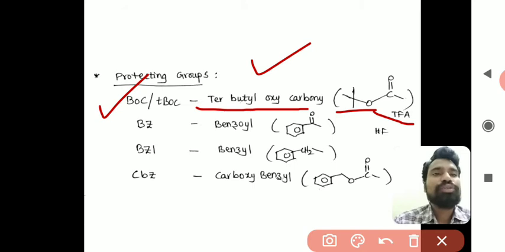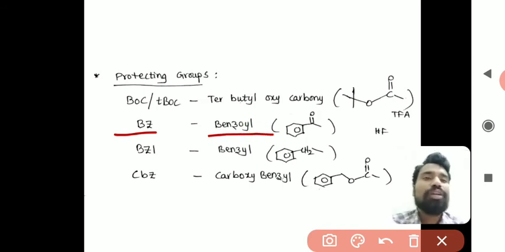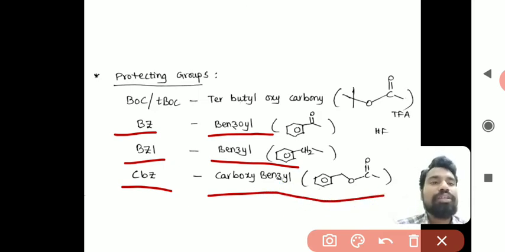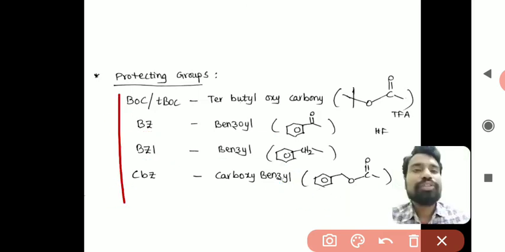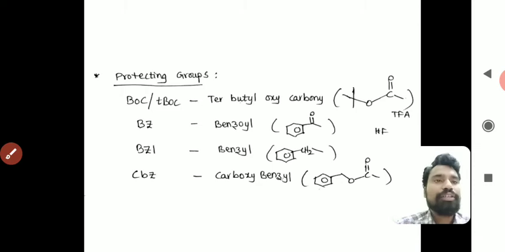Trifluoroacetic acid is used to remove the tertiary butyloxycarbonyl group, that is, for removal of the protecting group. Next is Bz, that is a benzoyl group, Bzl, that is a benzyl group, and Cbz, the carboxybenzyl group. These are all protecting groups which we use to protect the amino group of the N-terminal amino acid, so that we will get the desired dipeptide, right?